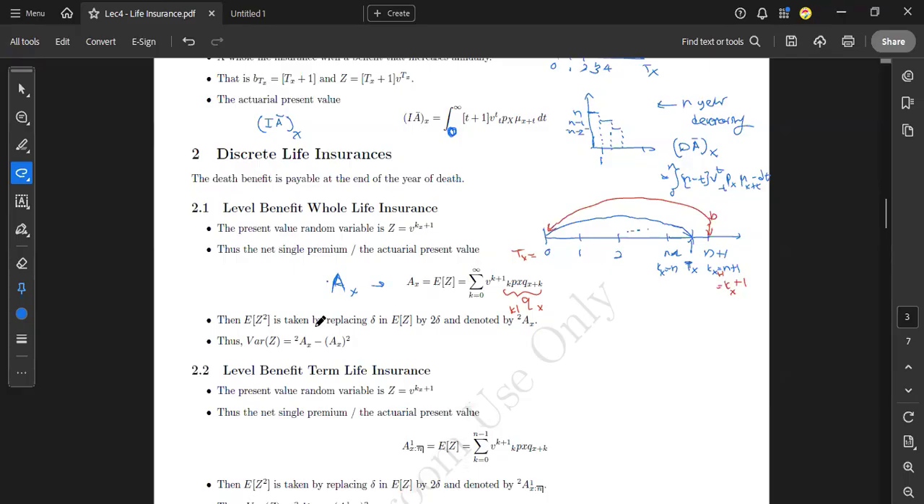That is it. And to get the second moment, just replace delta by 2 delta and denote it by this. Says the second moment of the present value random variable of a whole life insurance where the benefit is paid at the end of the death year. And the variance can be taken using the same thing. You can see that the equation is almost similar to the continuous case where we only omit the bar above this capital A.